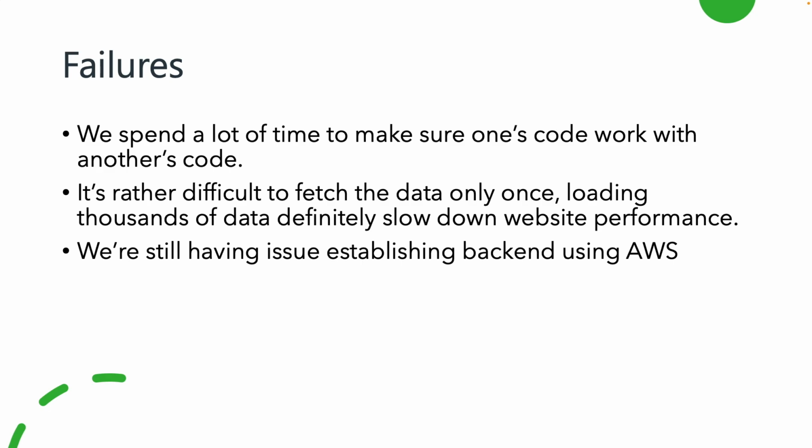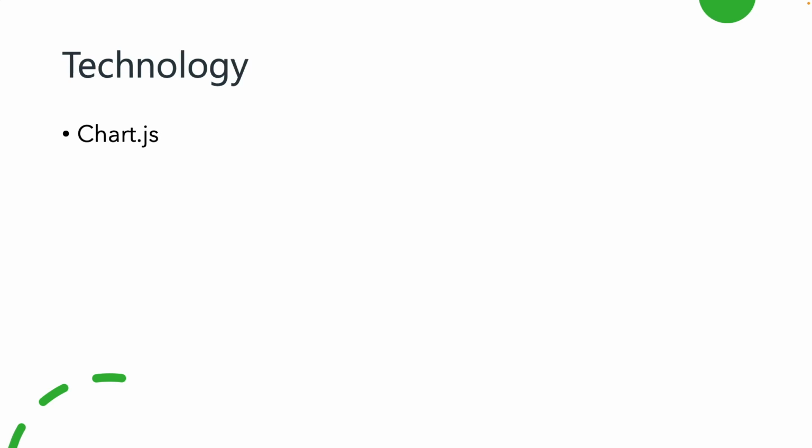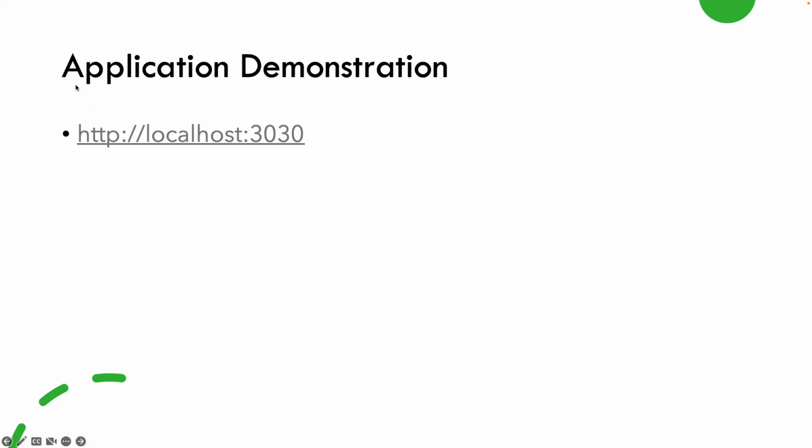Yeah, so one of our issues is we're not satisfied with our website performance, but you're fetching like 50,000 records. It's just going to be kind of slow. So while we're still having a problem with the backend on AWS, for technology we're only using Chart.js for now. I think this will be sufficient for our application. So I'm going to demonstrate the application right now.